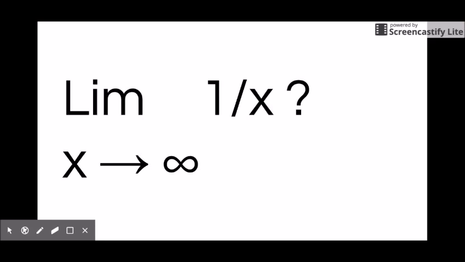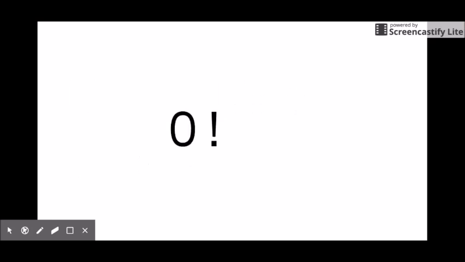Now let's switch the question a bit. What if x is tending to infinity? Think about it. You have 1 and you're dividing it among a huge number of people. You can say that each person almost gets nothing. So limit x tending to infinity, 1 by x, is 0.